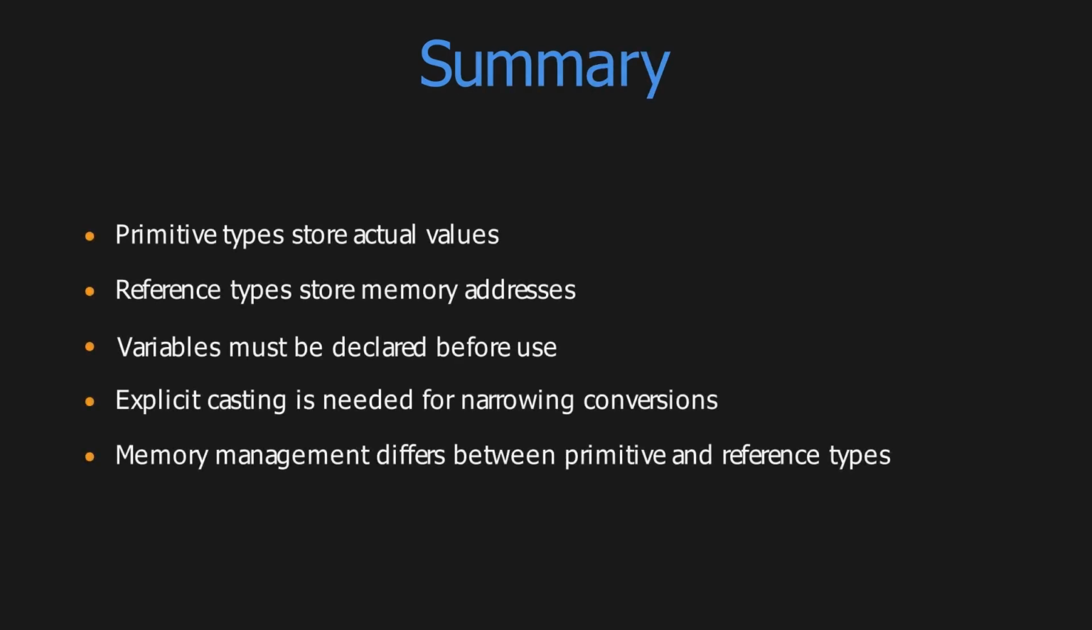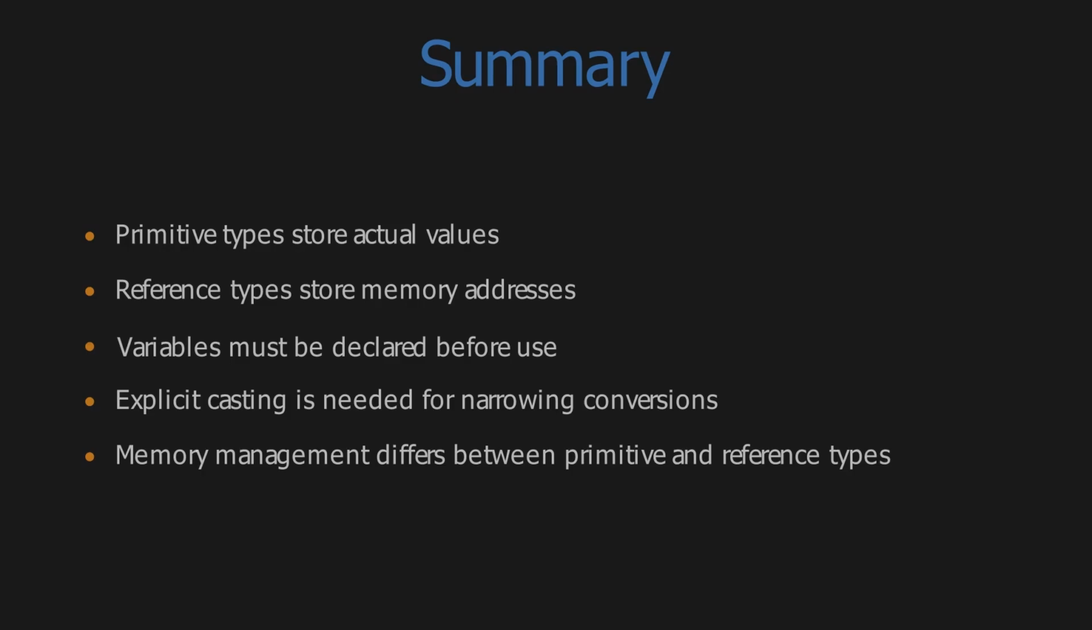In summary, Java offers both primitive and reference data types, each serving specific purposes in your programs. Primitive types store actual values directly, and are efficient for simple data. Reference types store memory addresses pointing to objects and enable complex structures. Remember that variables must always be declared before use. Explicit casting is required when converting larger types to smaller ones, and memory management differs significantly between primitive and reference types.